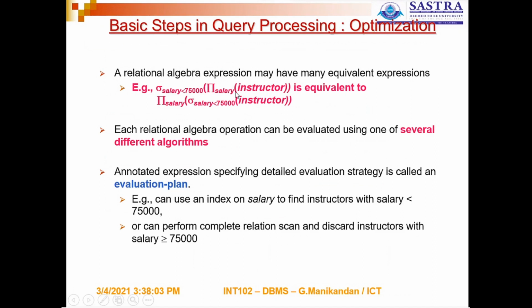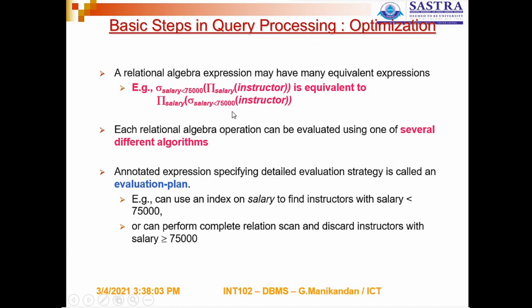Now, which field do I want to select? I want to select the salary field, and the condition I am going to apply is salary less than 75,000. So you have two operators: one is the selector and another one is the projector. You can rewrite the same query as: first apply the condition, extract the relevant records, and then display those records. Both are the same.